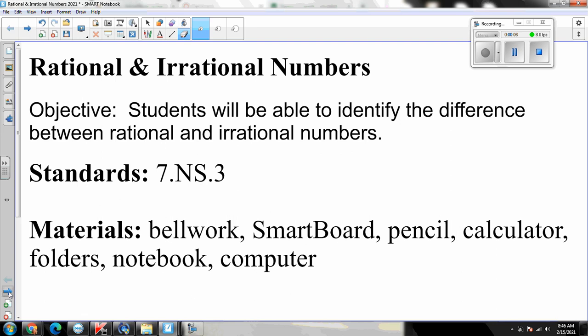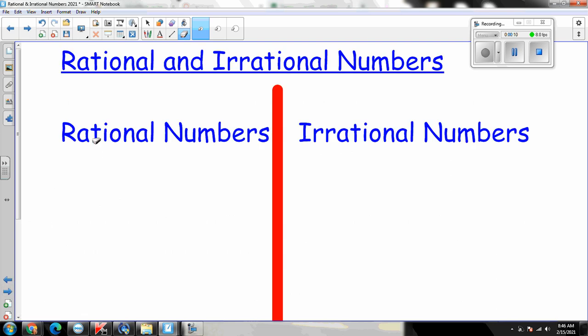Today we're going to learn how to identify numbers as rational or irrational. So in your notebook, I need you to write down the word rational. First, we're going to talk about rational numbers. Please write this in your notebook so you can look back at it when you take your quiz today.